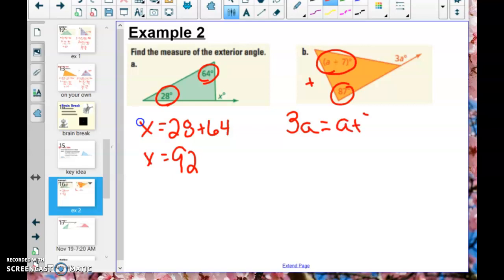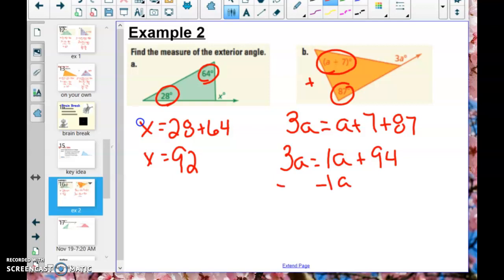So I'm going to set that up. 3a has to equal a plus 7 plus 87. Well, I'm going to first combine some like terms over here. 7 plus 87 is, of course, 94. And now I have to think back. I have a's on both sides. My two options are I could subtract 3a on both sides, or I could subtract 1a on both sides. The easier option is, of course, to subtract 1a on both sides. That leaves me with 2a equals 94. Then I would divide by 2 on both sides, which would give me the value of a is 47.